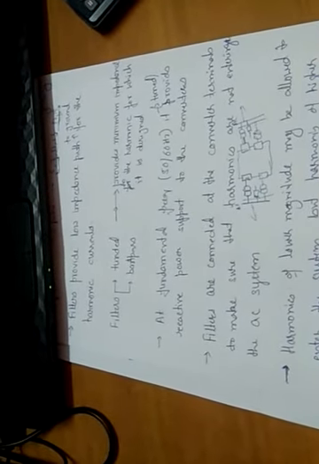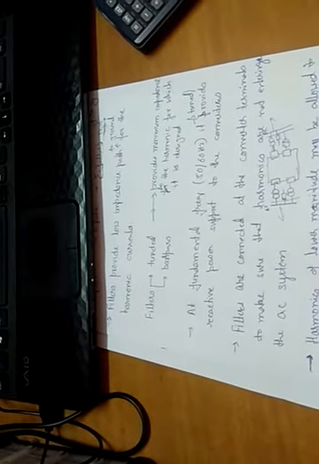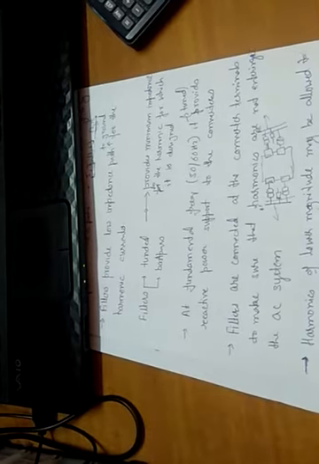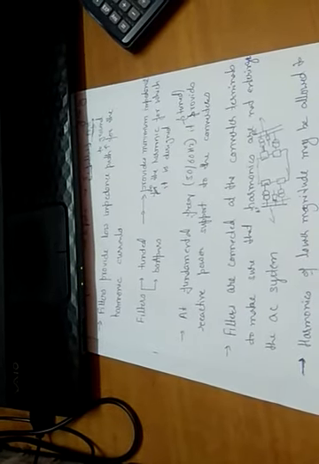So filters are connected at the converter terminals to make sure that the harmonics are not entering into the AC system, because if the harmonics enter the AC system, they will create problems. So harmonics which have lower magnitude will not create any problem in the system. So these lower magnitude harmonics need not be filtered out. Okay. So also the size of the filter will increase with the harmonic.